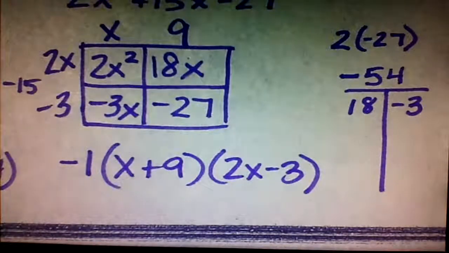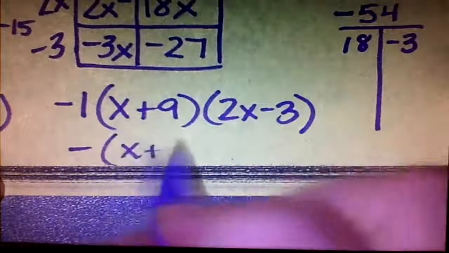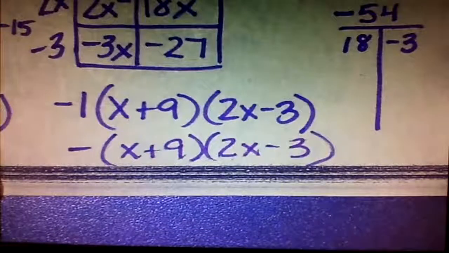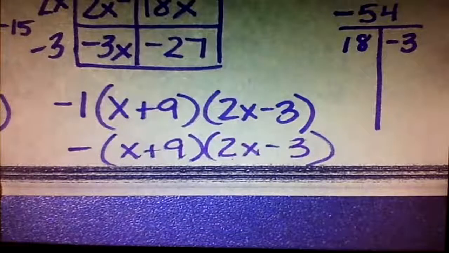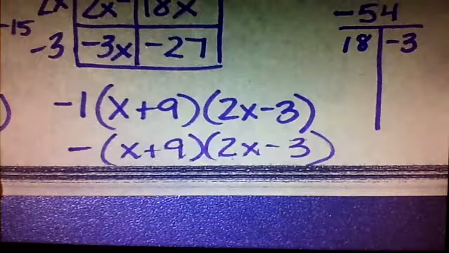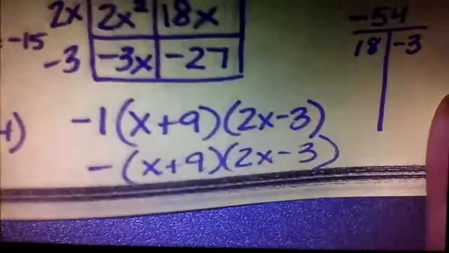Will it just be a negative on the outside? Yes. So, on the test, you're going to see it written like this. You're not going to see that 1 there, because you didn't divide out an X, you only divided out a -1.